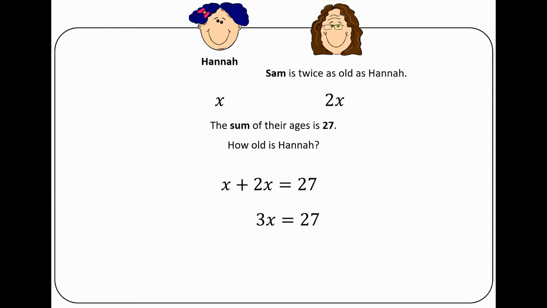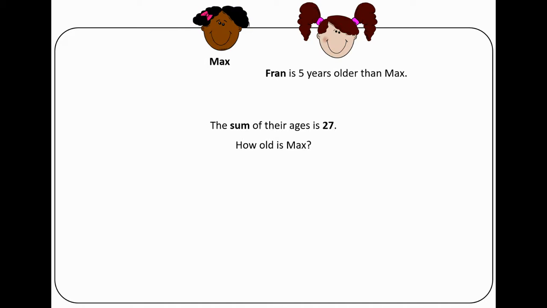3X is equal to 27. Collect the like terms. Divide by 3 on both sides. X is equal to 9. So therefore, Hannah is 9 years old. And that would mean Sam is 2 times 9, and therefore, Sam is 18 years old.